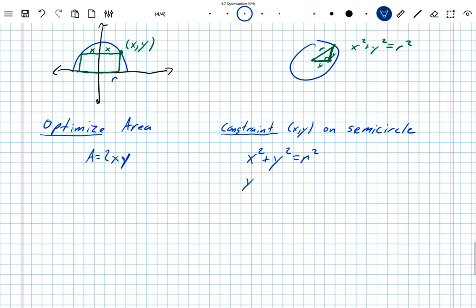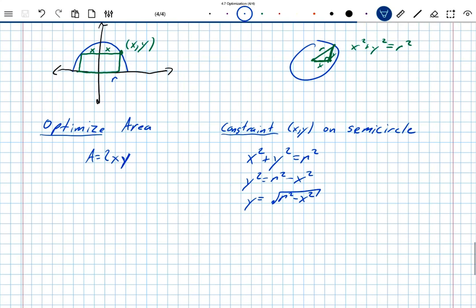So I get y squared equals r squared minus x squared. And then I get y is equal to the square root of r squared minus x squared. You might ask, hey, don't I need a plus or a minus there when I take that square root? And the answer is no, because we know y is positive. Okay, we solved for y, so that means we get to get rid of y. How? By plugging in. Or substituting is probably a better word for this.